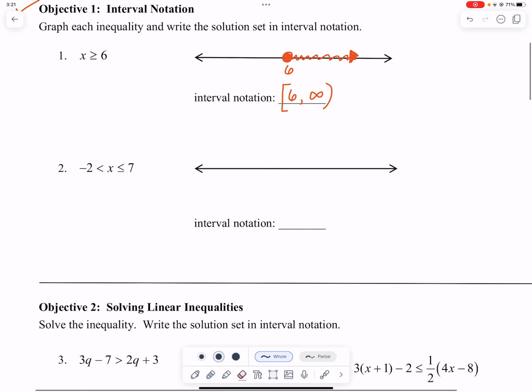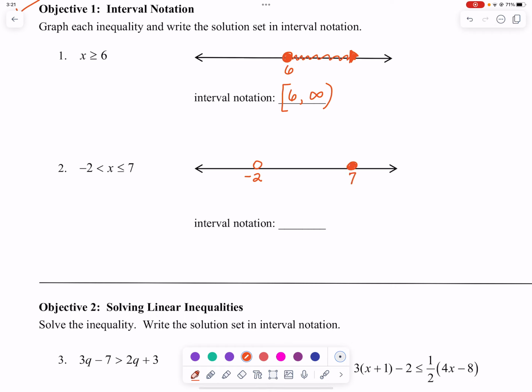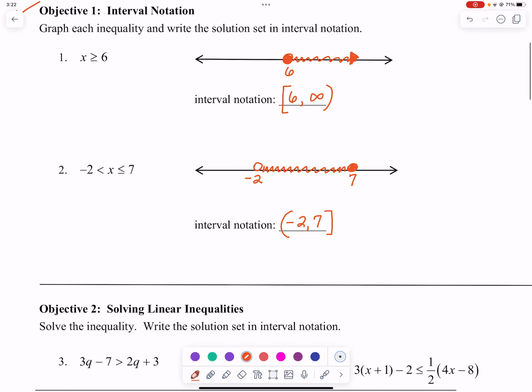Okay, moving on to number 2. We want all of the x values between -2, but we don't want to include -2, and 7, and we do want to include 7. So x is between those two values. So we want -2 to 7. We want to include 7, but we don't want to include -2.